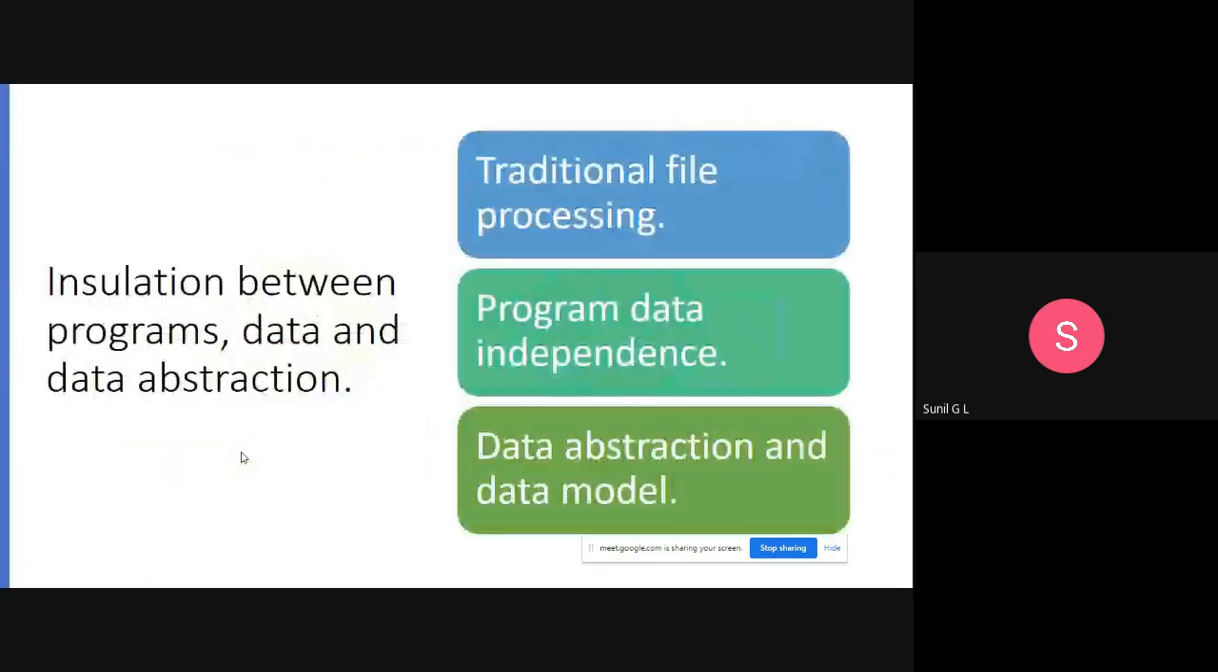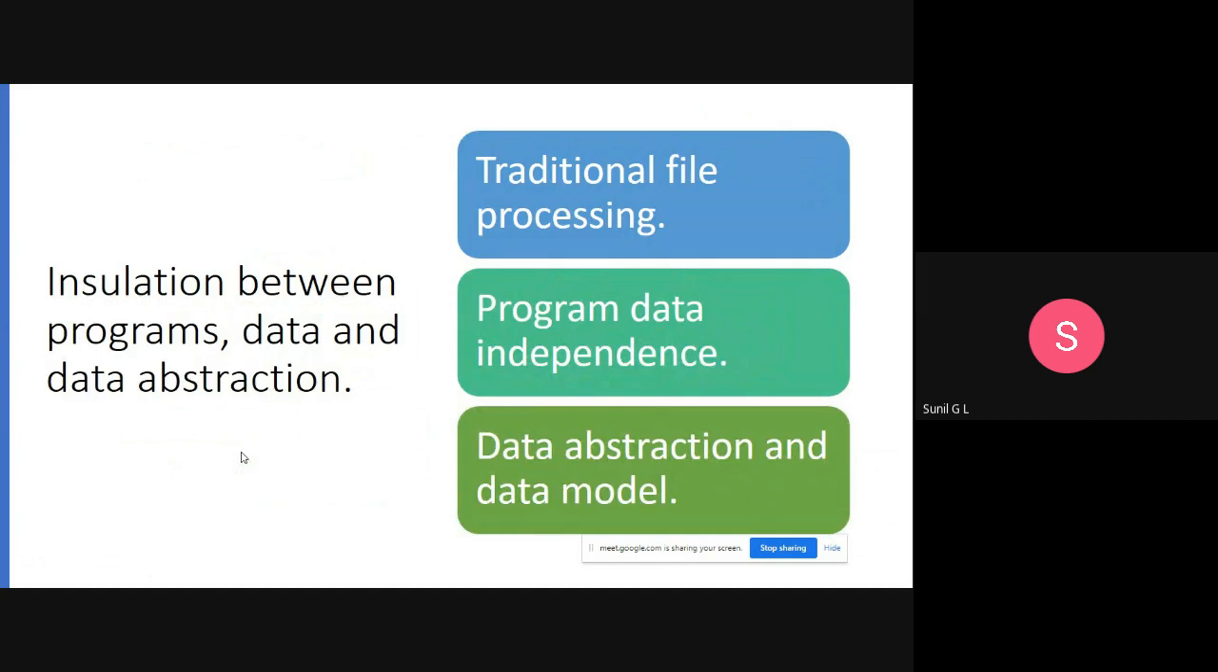Second one is insulation between program data and data abstraction. See here, what happens when you want to develop an application. We will have one front end, an application program. Another one will be the back end. That one will be a database. Whenever you want to change the structure of the database, obviously in traditional file processing, everything will be embedded. That database will be embedded with the application program.